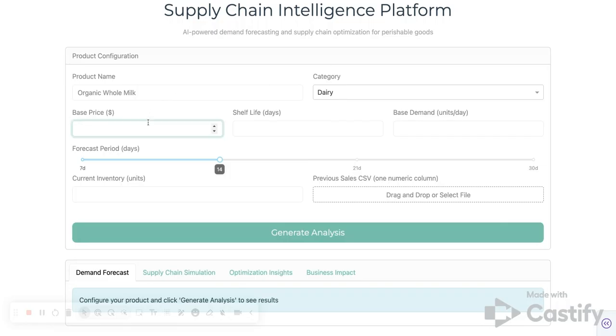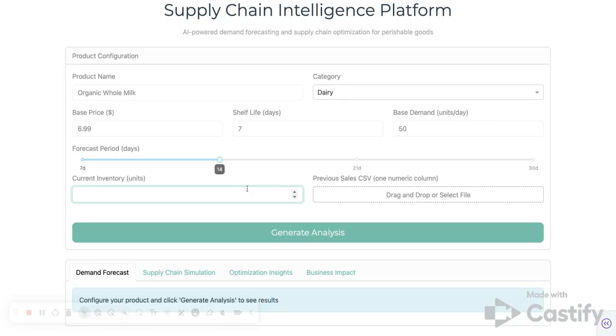The base price is approximately, let's say, $6 or $7, like $6.99. Shelf life around a week. Base demand around 50 units. This is where businesses get their average demand over time, so they have to be in business for a little bit before using our model.